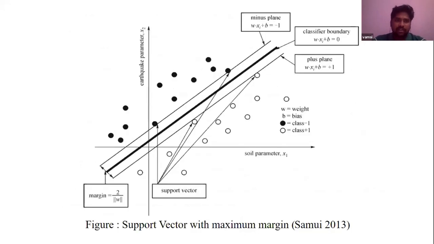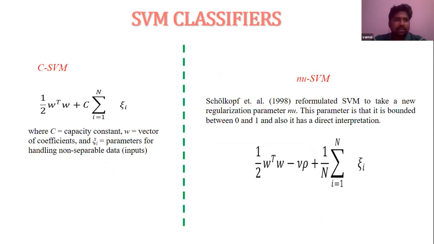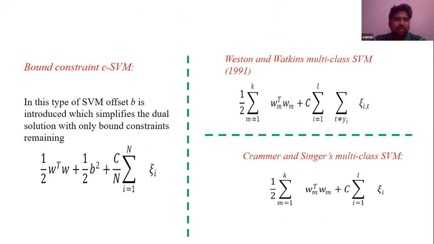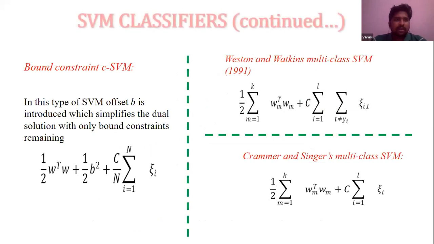This is the support vector with maximum margin, which was taken from Samui 2013. The margin, 2 by mod w, should be as large as possible, such that there should not be any outliers near the hyperplane. We have taken C-SVM, nu-SVM, bound-constrained C-SVM, Weston-Watkins multi-class SVM, and Crammer-Singer multi-class SVM for analysis.